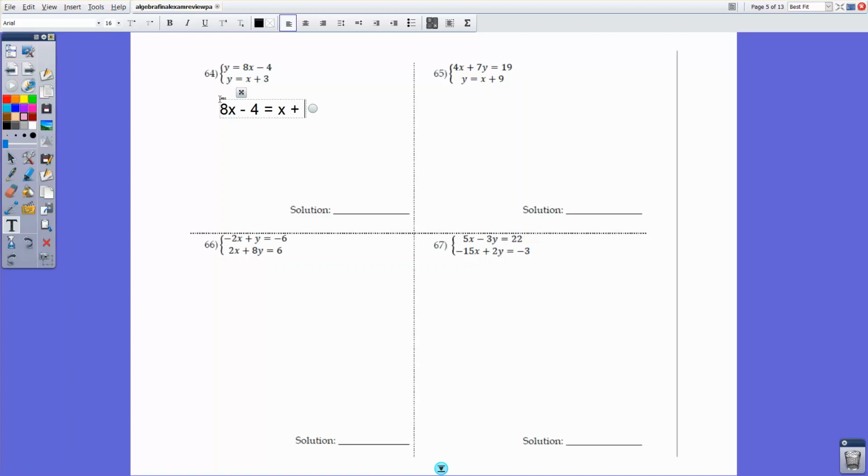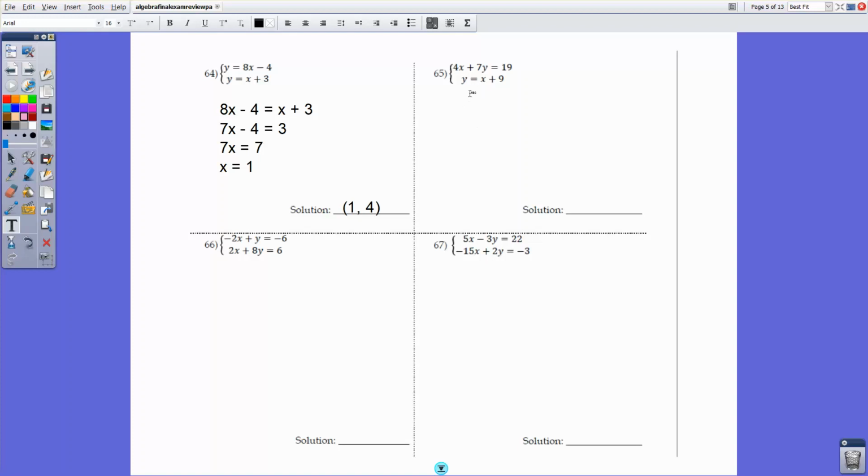So 8x minus 4 equals x plus 3. 7x would equal 7, so x equals 1. Then I would plug this x equals 1 into one of the other equations to get my y. So 1 plus 3 would equal 4, so my solution is 1 comma 4. Just to make sure, if I plug it into the first equation, 8 times 1 is 8 minus 4 is 4, so that solution is good.